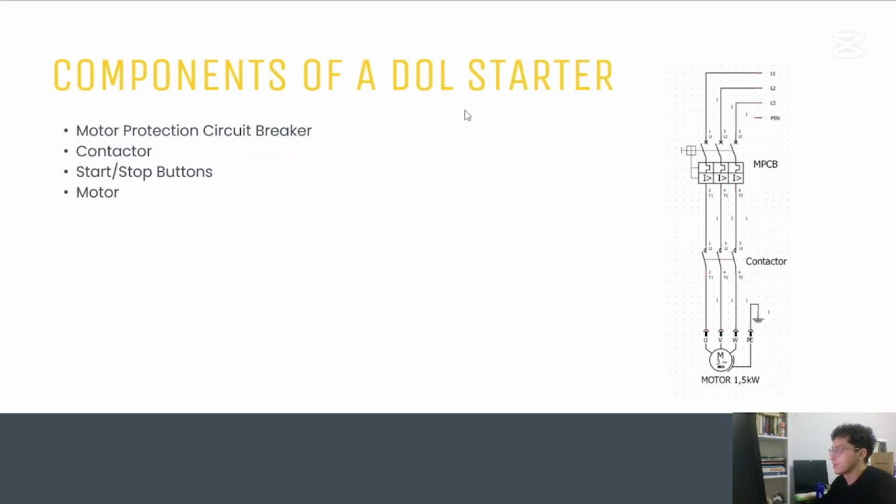Components of the DOL starter: motor protection circuit breaker, contactor, start-stop button, and the motor. As you can see in the figure, there is a motor protection circuit breaker and a contactor and motor and phases, three phases.